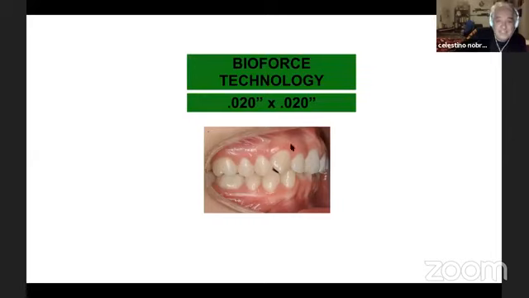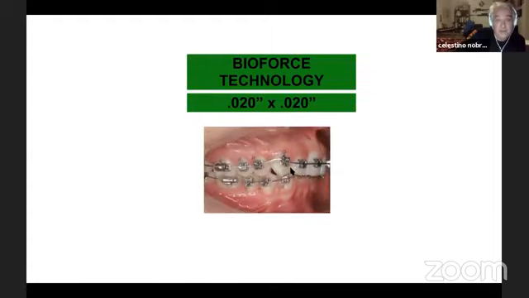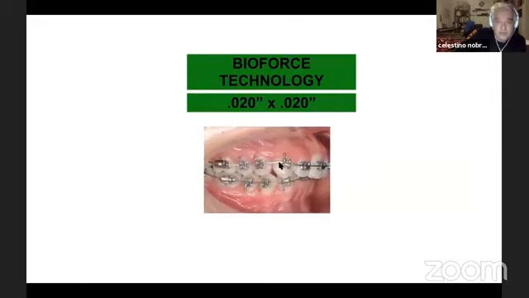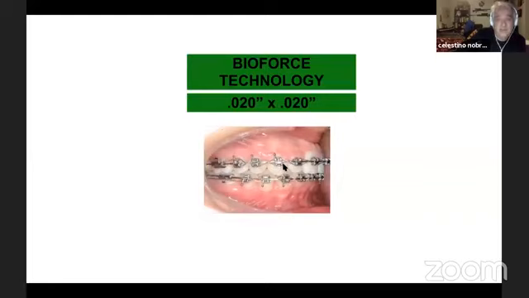But the problem is this canine here. Can you understand that the canine has a tip? The root of the canine is mesially tipped. So when I place the arch wire, you can see how deflected the arch wire is. By placing 20 by 20 Bioforce here, little by little, we are getting this. See? Now we have the 20 by 20 Bioforce. And of course, here is 19 by 25 stainless steel.